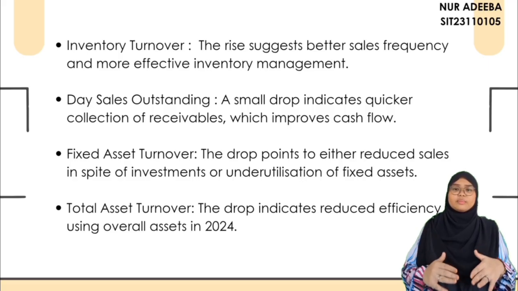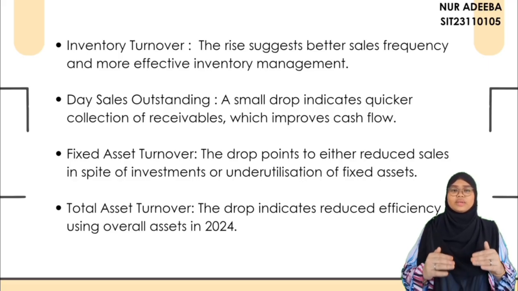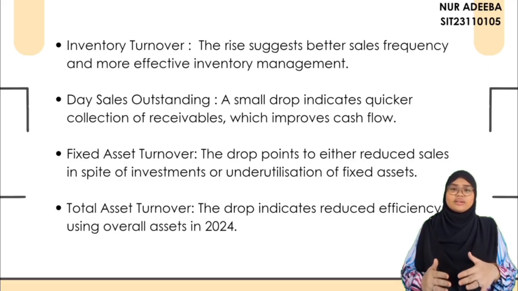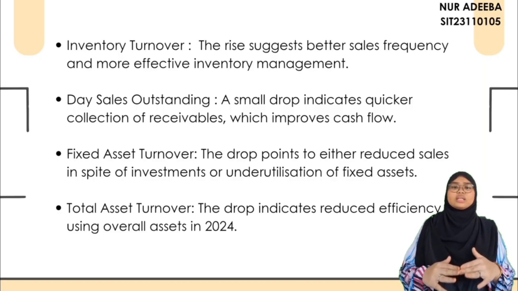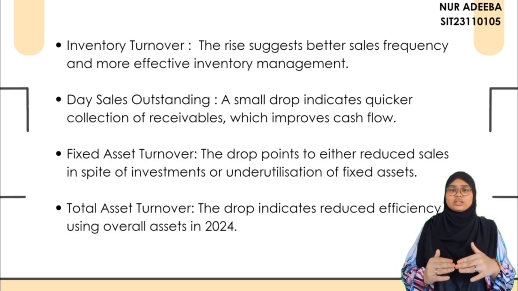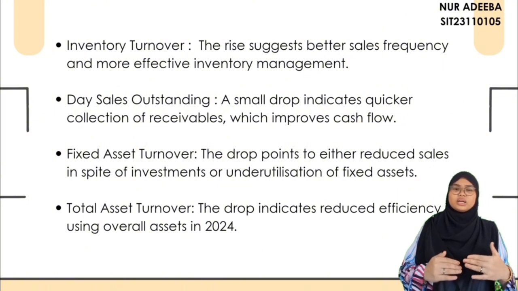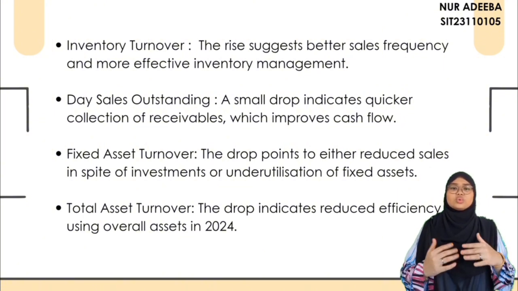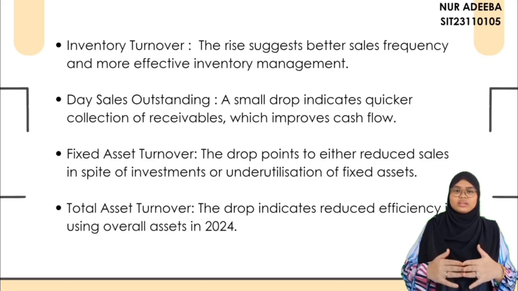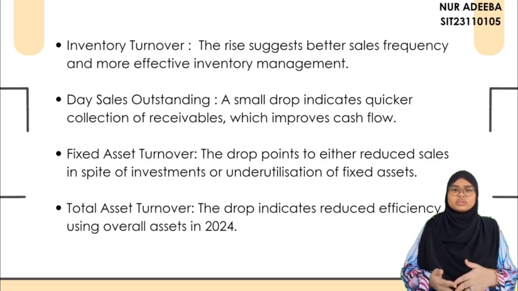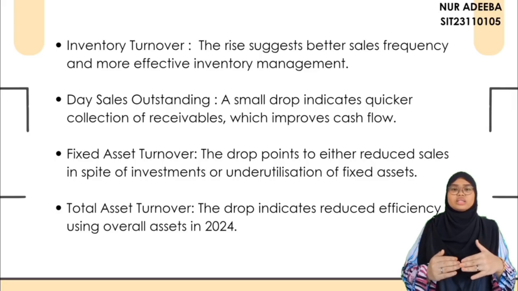However, the company's ability to generate revenue from its fixed assets remains stagnant, showing no significant improvement in asset utilization. Lastly, Dura Ltd became less efficient in using its total assets to generate revenue, indicating that operational performance could still be enhanced to maximize return.